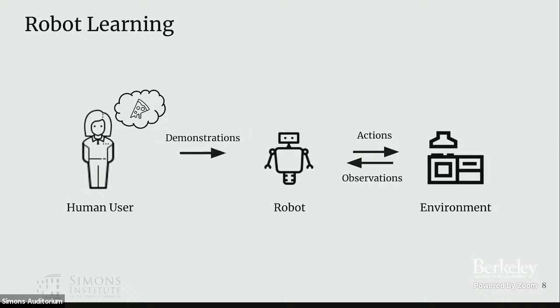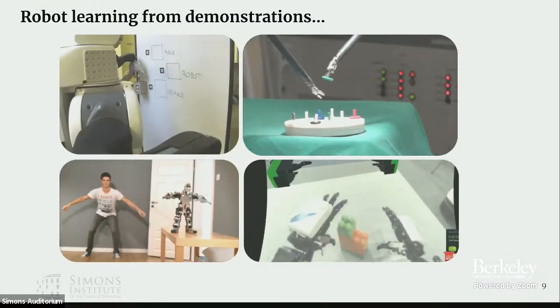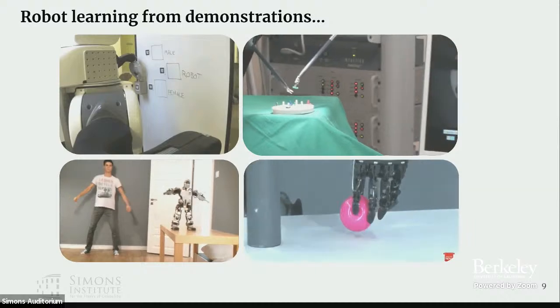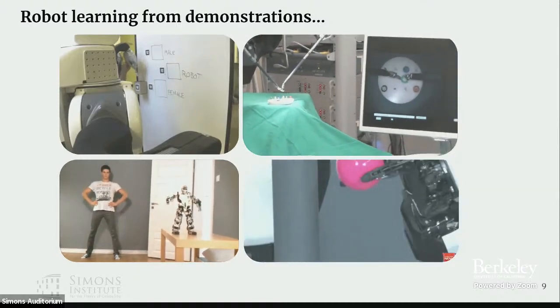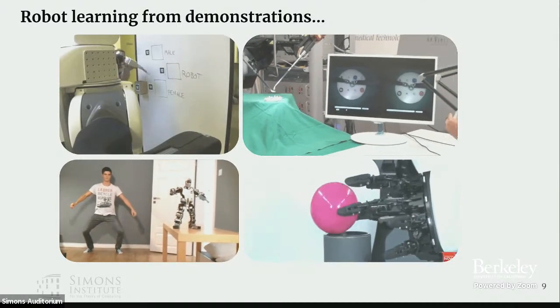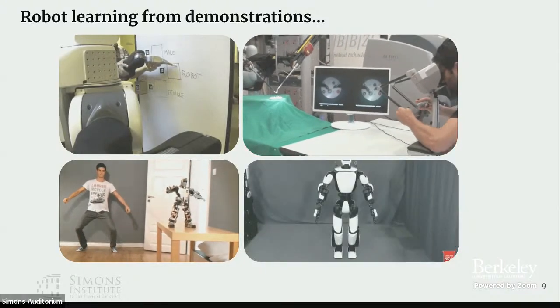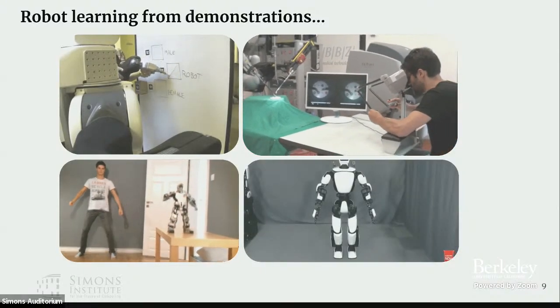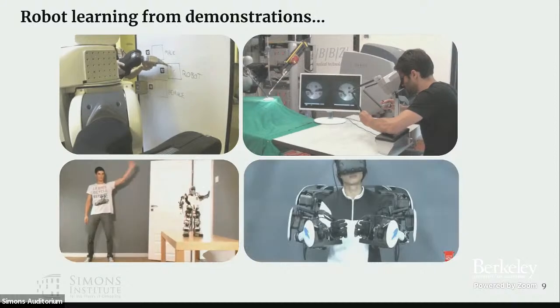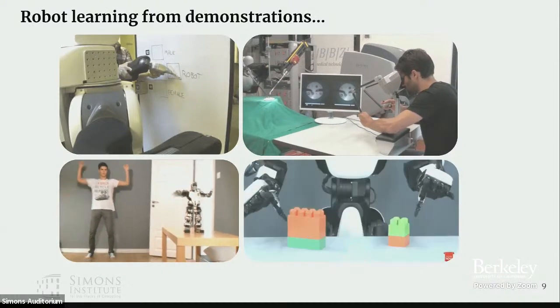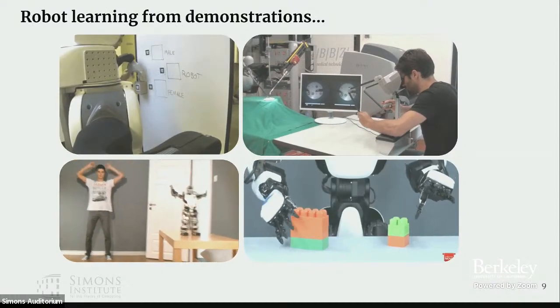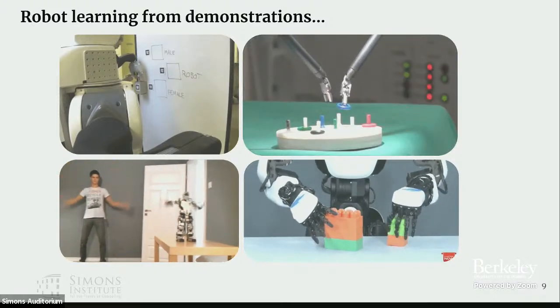Traditionally, this is in the form of demonstrations. Traditional learning from demonstration methods allow a user to program robots by providing kinesthetic demonstrations, which is physically moving the robot, or teleoperating the robot using some controller, or nowadays even VR to control the robot.